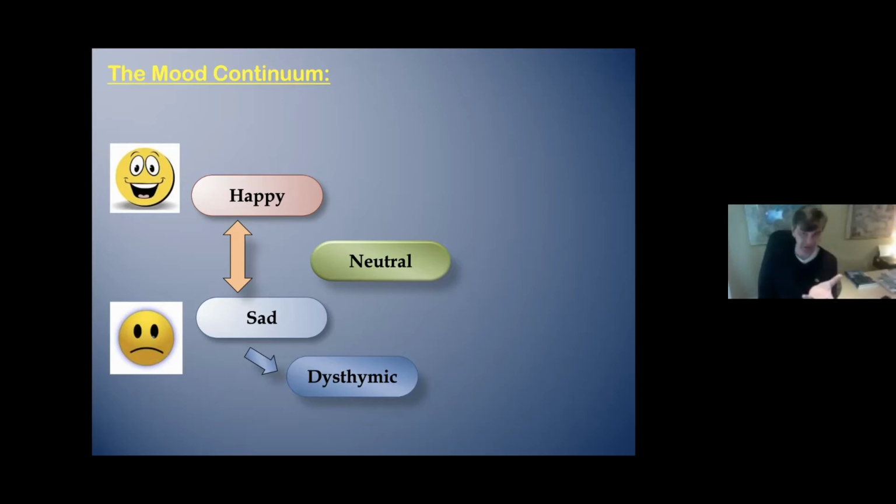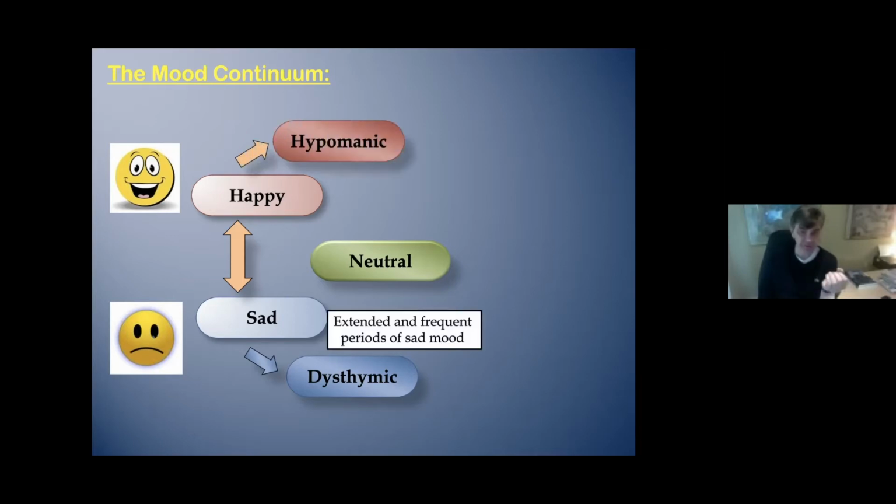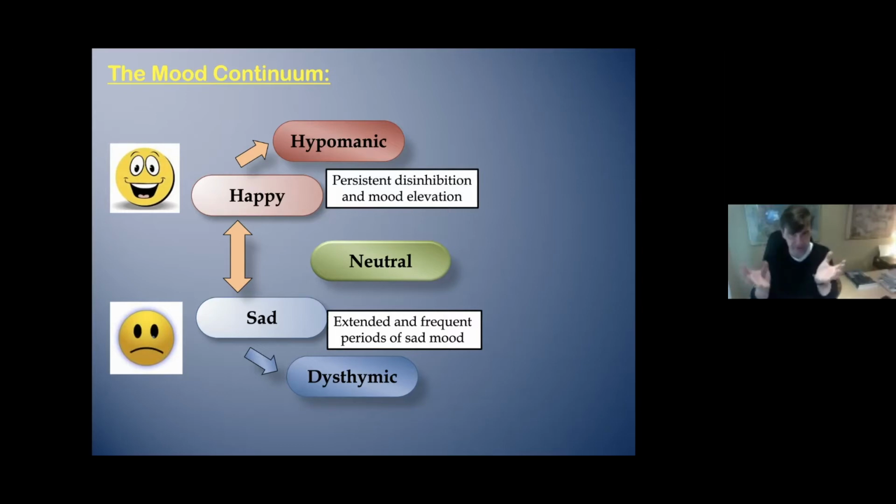Dysthymia as a noun, dysthymic as an adjective, refers to a mood which is mostly sad. You feel down. It's not just for 5 minutes, but 10 minutes. It could last hours, sometimes days. We call it feeling blue, feeling sad. So those days in our lives, those weeks in our lives. On the other side, we talk about hypomanic mood. So the happy side: hypomanic, persistent disinhibition and mood elevation.